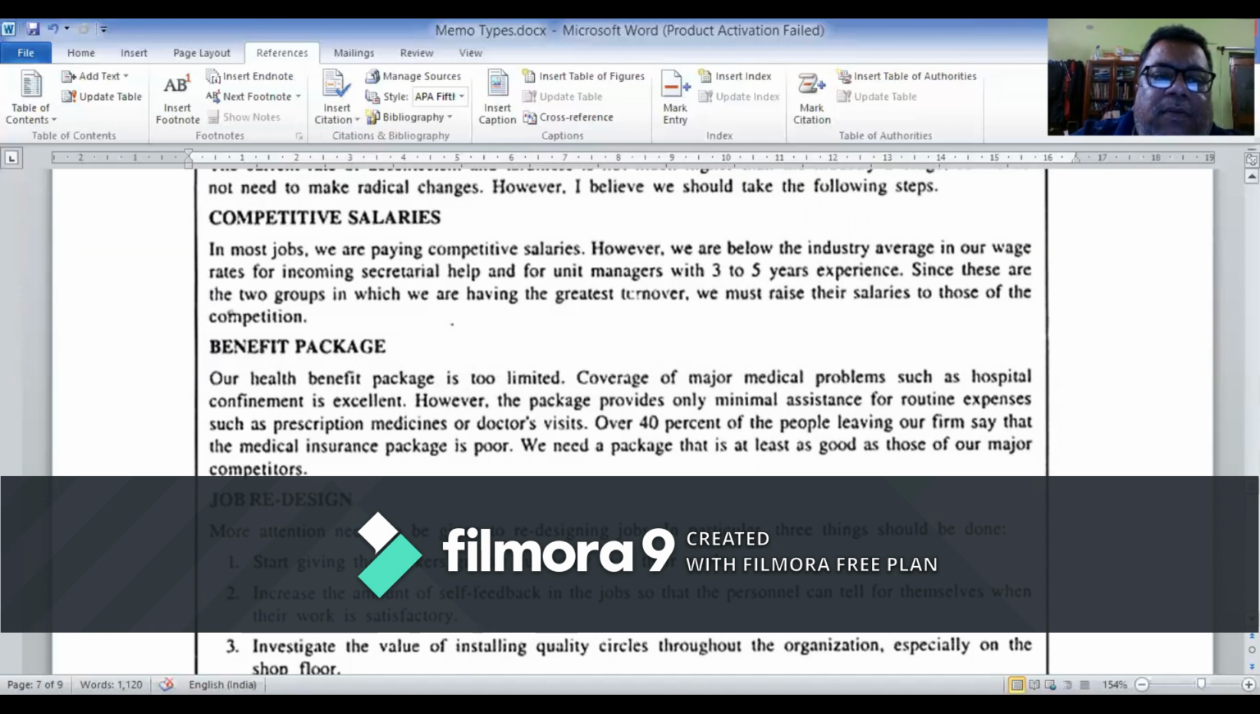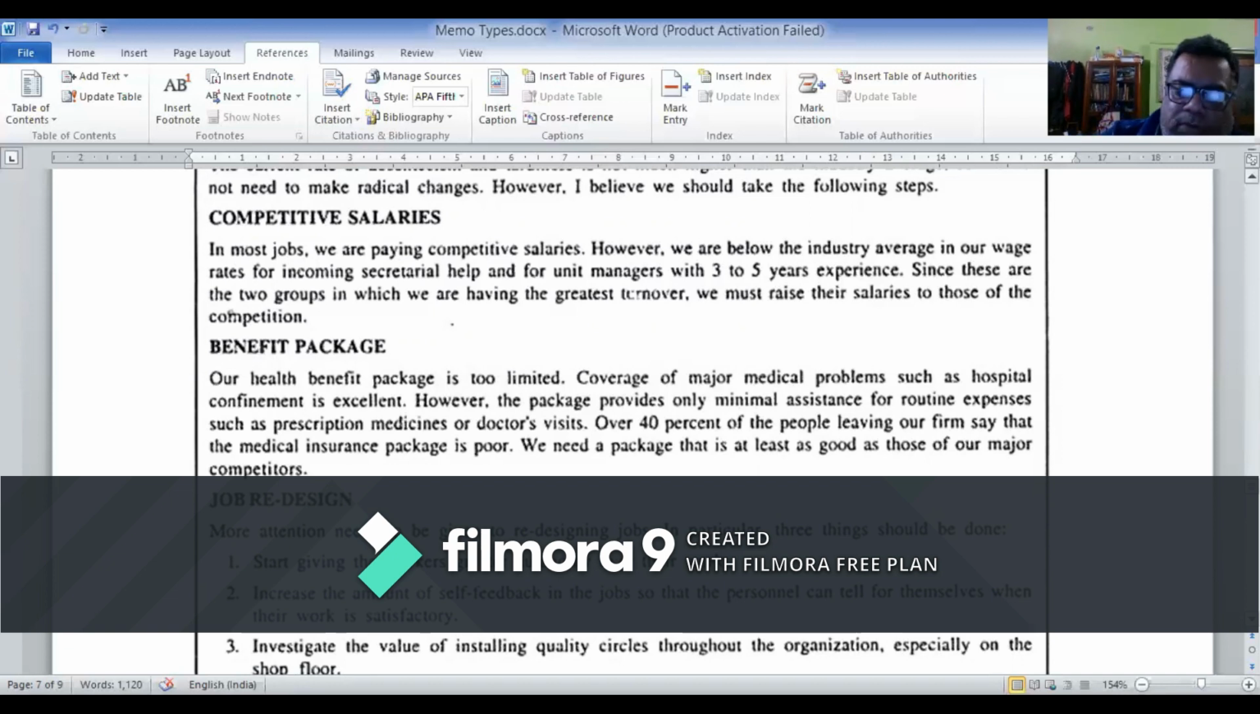Benefit package again, it has been reviewed, says that our health benefit package is too limited. Coverage of major medical problems such as hospital confinement is excellent. However, the package provides only minimal assistance for routine expenses such as prescription medicines or doctor's visits. Okay, so again, a reasonable assessment in that area.